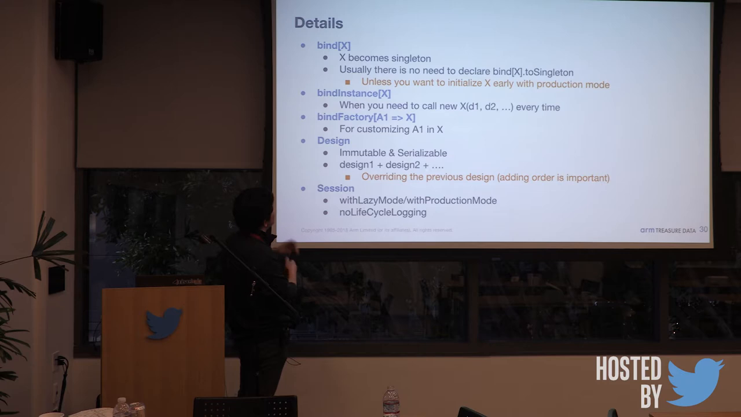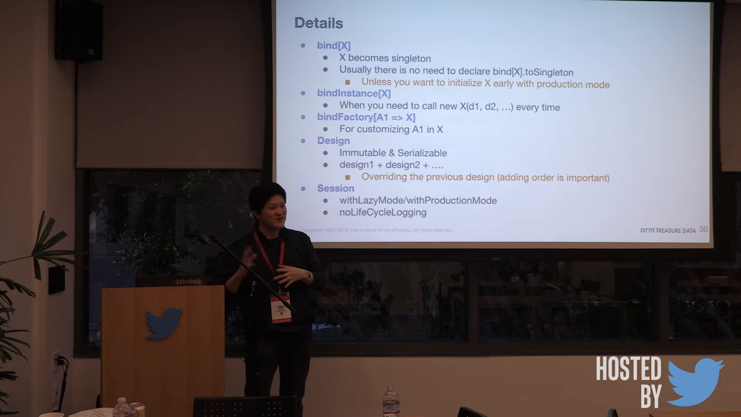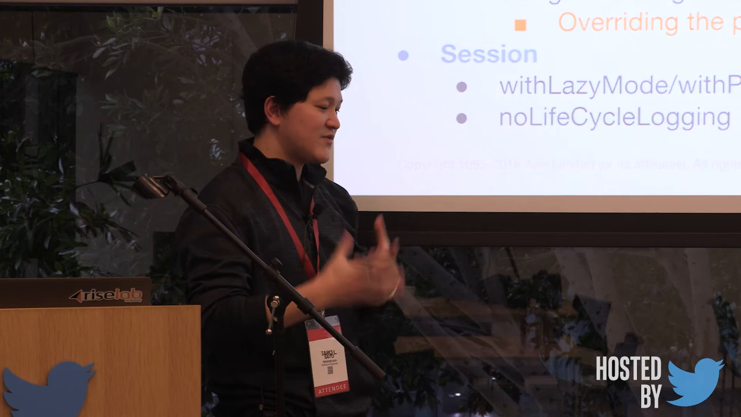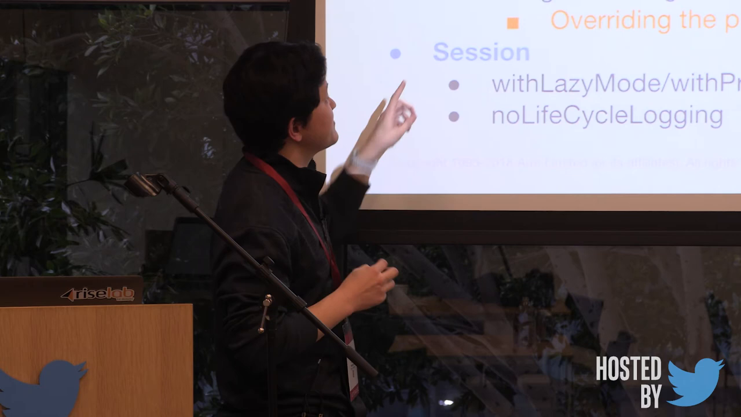Bind instance is when you need to build an object every time. So if you don't want to create a singleton, you can use this syntax. Bind factory, I already explained that. Design is an object that specifies what kind of instances should be used inside the objects in binding.